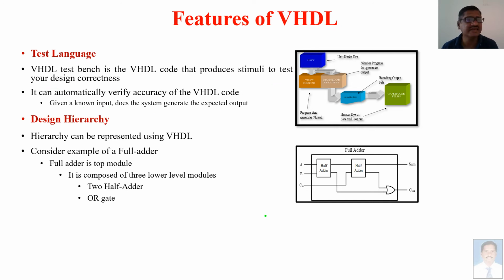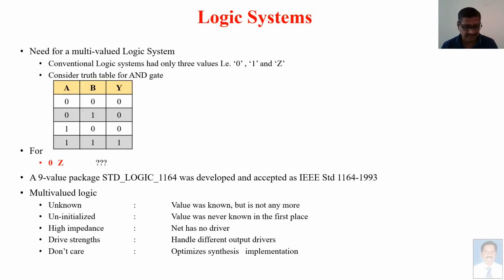Design hierarchy. Hierarchy can be represented in VHDL. Consider the example of the full adder. The full adder is the top module. Here this is the top module, and it is composed of three lower level modules. One is this half adder, this is the second half adder, and this is the OR gate. In this way, this full adder can be used as another internal module for a bigger system.